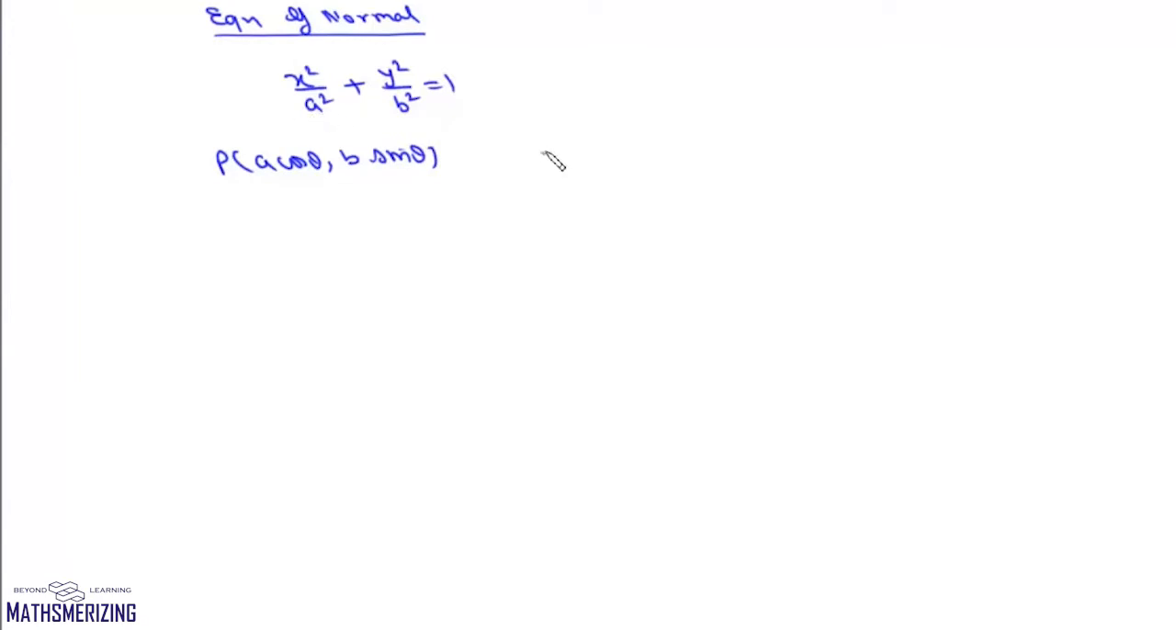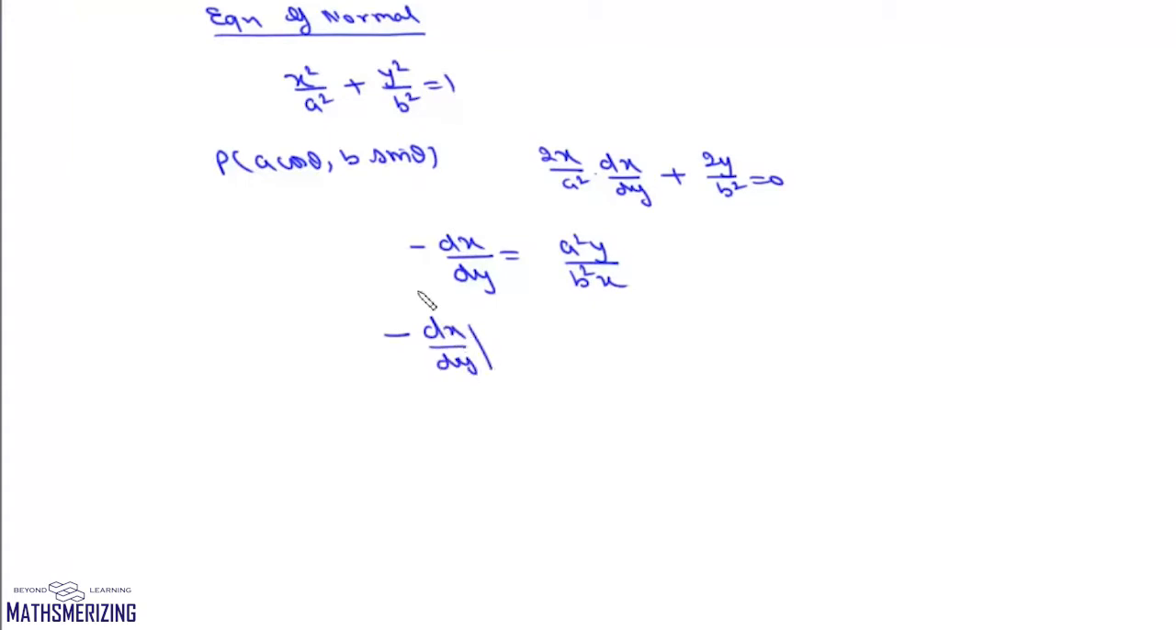So we'll differentiate, we can write 2x upon a square plus 2y upon b square into dy upon dx equals to 0. Then we can simply write minus dx upon dy. It will be a square y upon b square x. Now we'll find the slope of the normal at this point P.